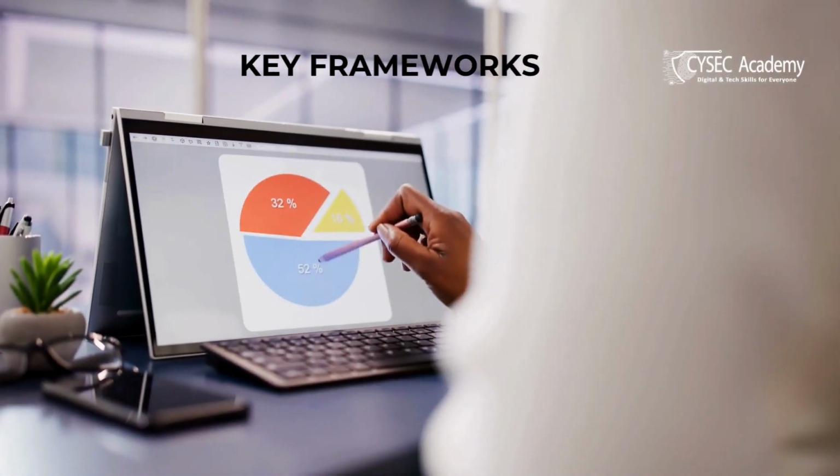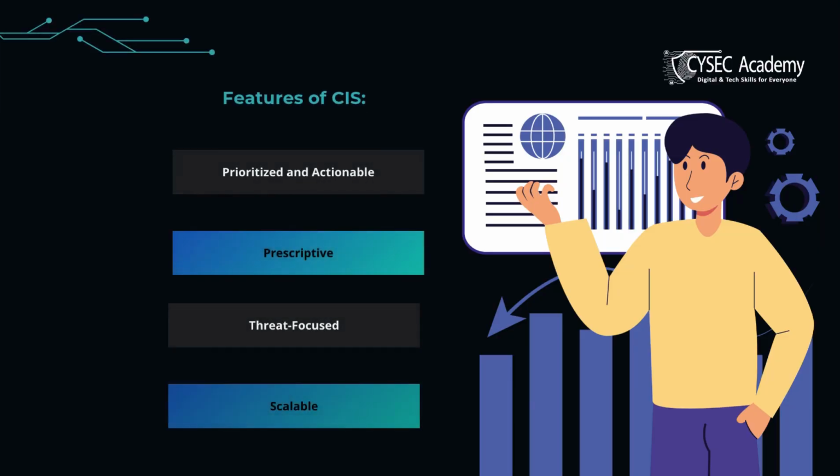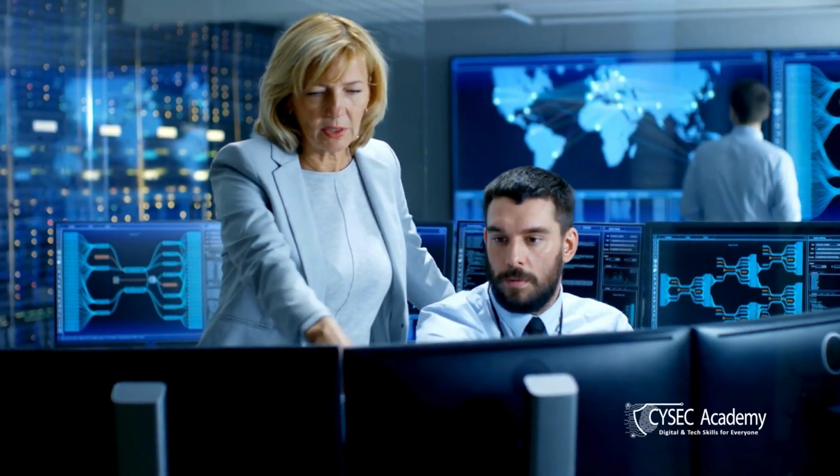penetration testing. Key features of CIS: prioritized and actionable, focuses on specific technical actions known to mitigate the most common attacks. Prescriptive: offers more direct guidance on what to implement compared to broader frameworks. Threat-focused: directly addresses current attack vectors. Scalable: implementation groups help tailor efforts. CIS is excellent as a practical starting point for implementing technical security controls, especially for organizations needing concrete actions, often used alongside broader frameworks like NIST CSF to provide specific control guidance.